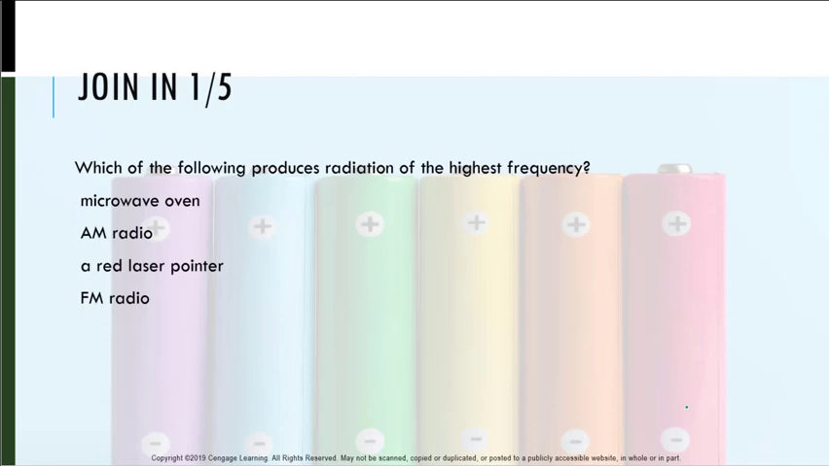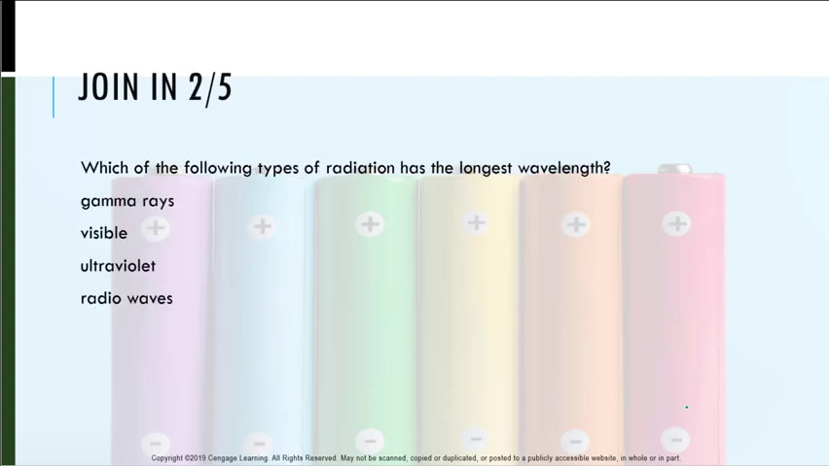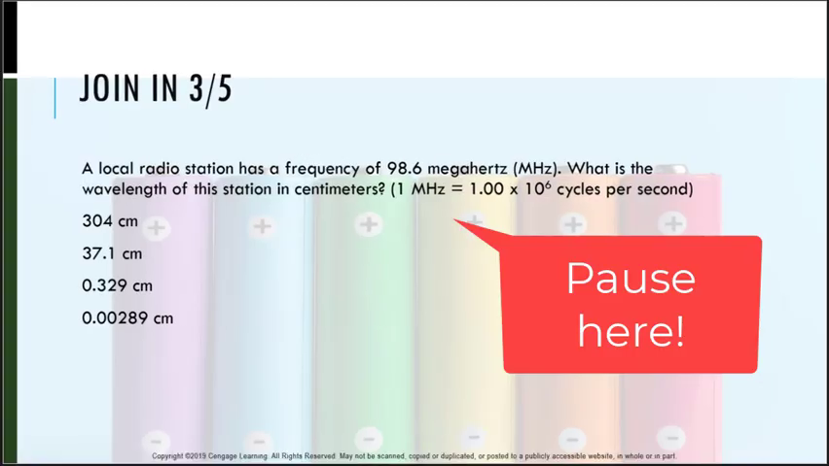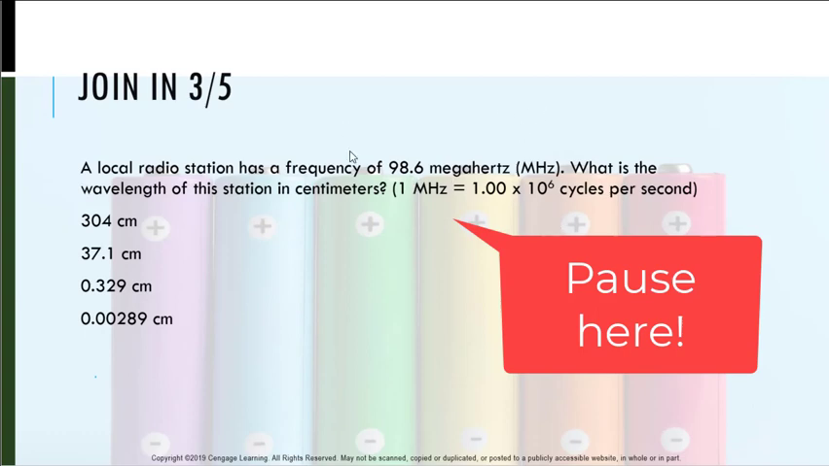Which of the following produces radiation of the highest frequency? What do you think? Hopefully you said a red laser pointer. Number 2, which of the following radiation has the longest wavelength? Hopefully you said radio waves. Pause the video here to try to find the wavelength of 98.6 megahertz in centimeters.